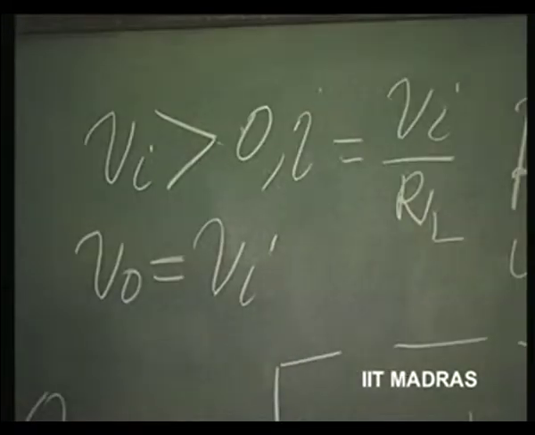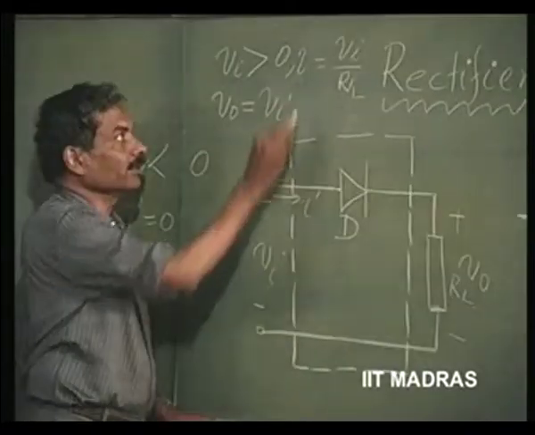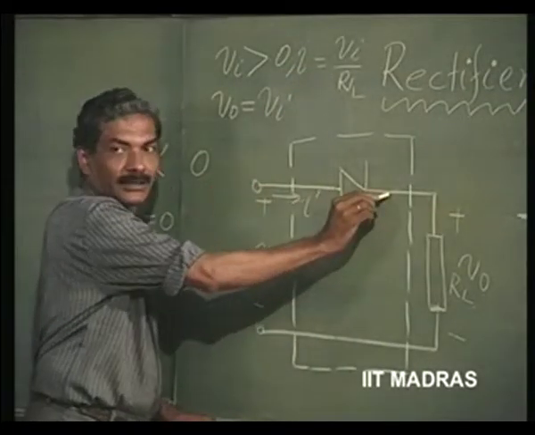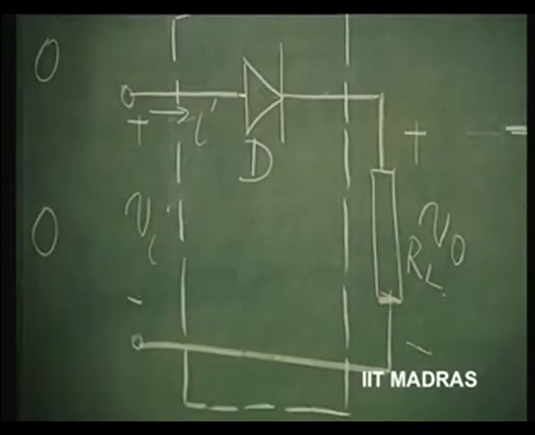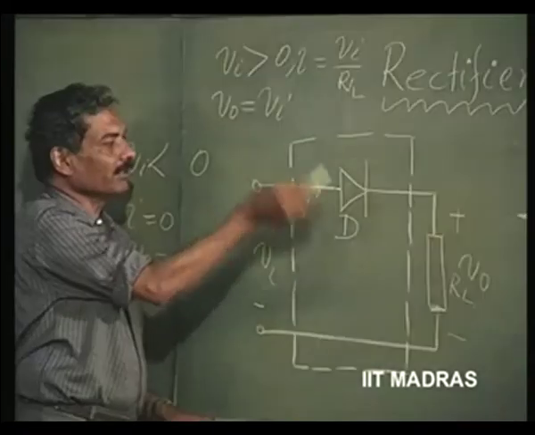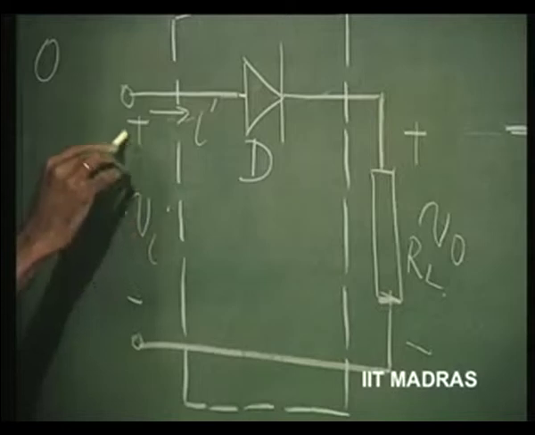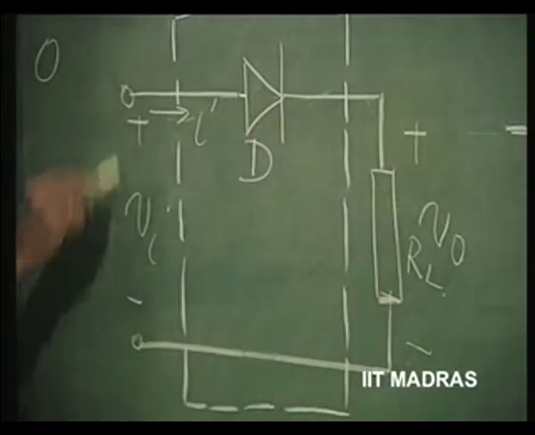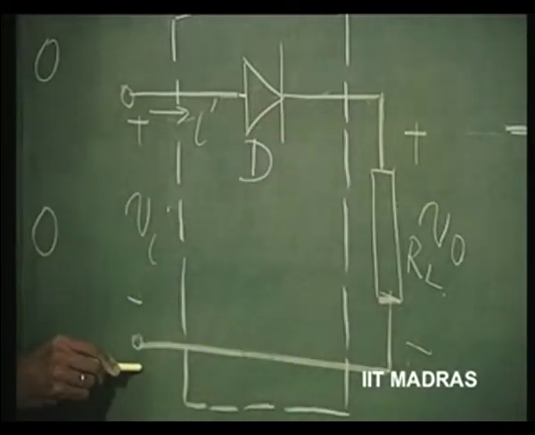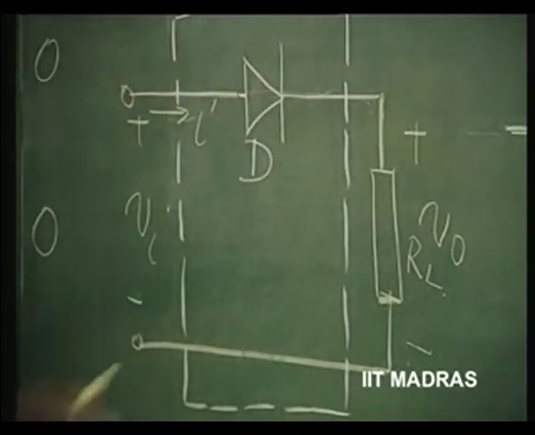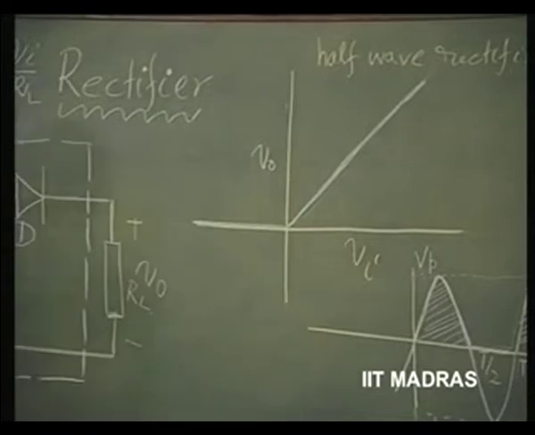For V I greater than 0, I is going to be V I, because this is a short circuit, divided by RL. V naught is going to be equal to V I, therefore, because this is a short circuit, V naught is going to be the same as V I. So, you can replace it by means of a short circuit at this point. V naught is going to be the same as V I.